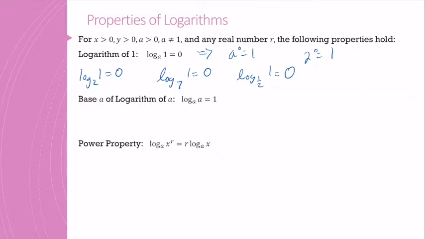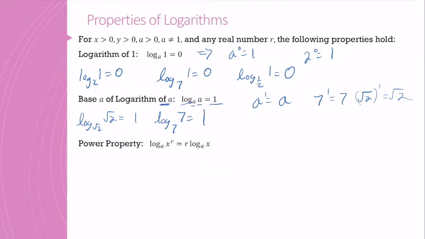Next property I have is that if I have a logarithm with a base of a, then log base a of a is 1. Now remember, if I convert this to an exponent, this tells me a to the first power is a, and this is always true, right? If I have 7 to the first power, it's 7. If I have square root of 2 to the first power, it's square root of 2. So log base square root of 2 of square root of 2 is 1, and log base 7 of 7 is 1.